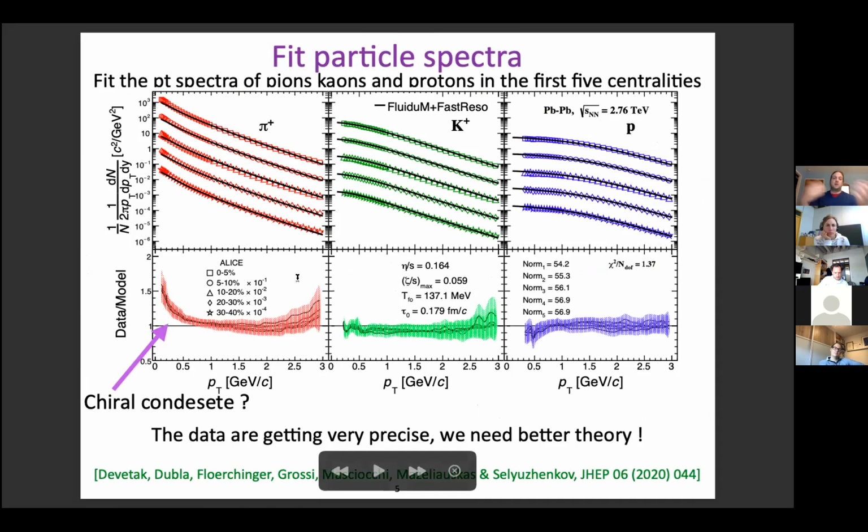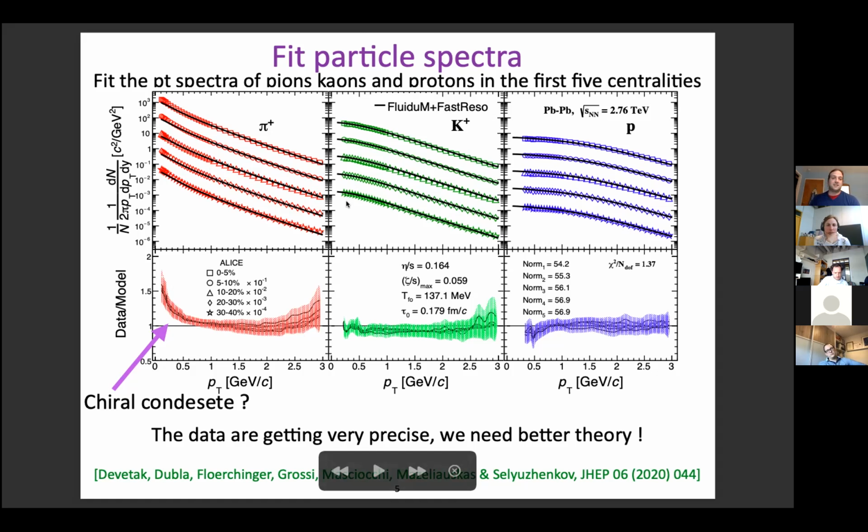We did a model calculation where you start with the initial condition, then you evolve with fluid dynamics, and then you compute the spectra of the particles that arise at the end. These are the spectra of pions, protons, and kaons produced at LHC, measured by ALICE. You can see the theory and the model calculation are in rather good agreement, but there's some tension everywhere.